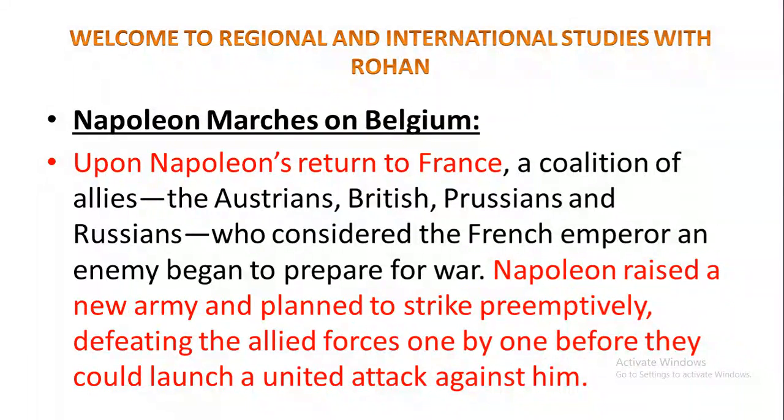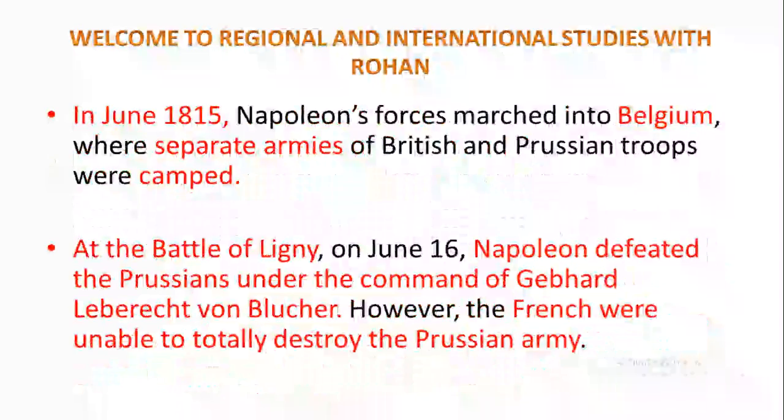But before they could go to war, Napoleon raised a new army and planned to strike preemptively, defeating the allied forces one by one before they could launch a united attack against his forces. In June 1815, Napoleon's forces marched into Belgium, where separate armies of British and Prussian troops were camped. At the Battle of Ligny, also an important battle, on June 16th, Napoleon defeated the Prussian army under the command of Gebhard Leberecht von Blücher. However, the French were unable to totally destroy the Prussian army.